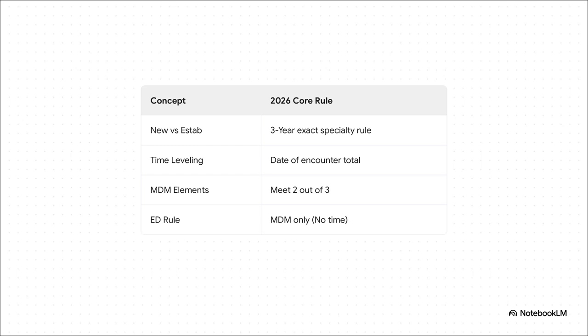Let's lock this visual cheat sheet in before test day. New versus established relies entirely on the 3-year exact specialty rule. Time leveling, total provider time on the exact date of the encounter. MDM, you gotta meet 2 out of the 3 core elements. And finally, the ED rule. Emergency department visits are leveled by MDM only, never by time. Honestly, just master these 4 pillars and you're gonna navigate the E&M section with total confidence.